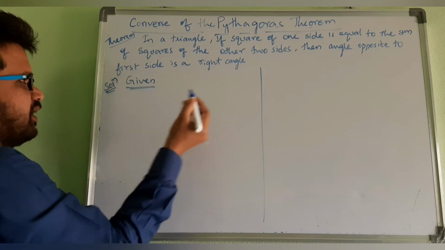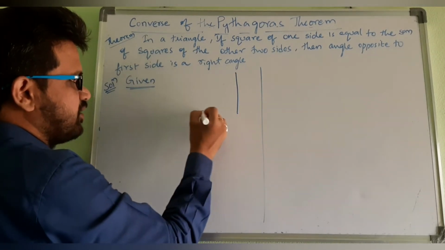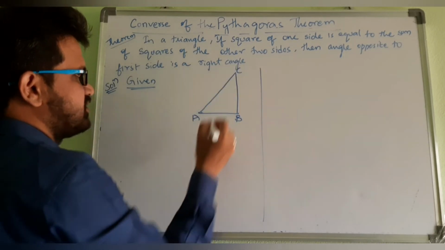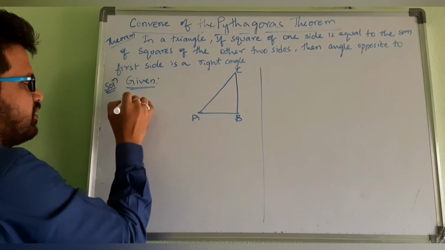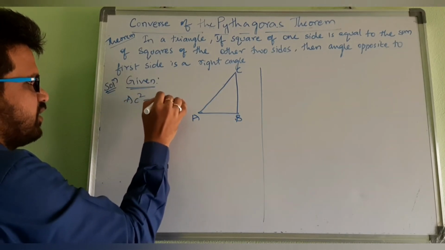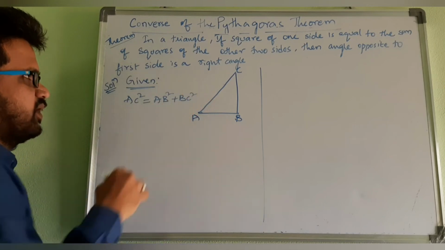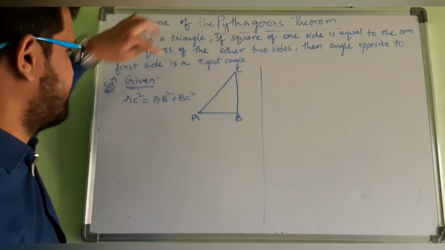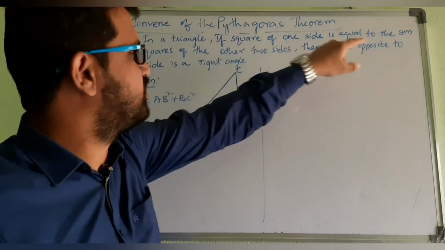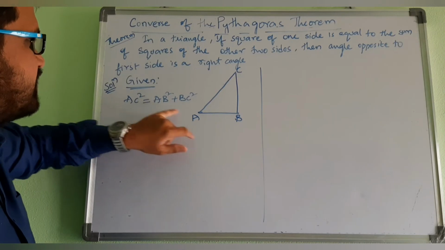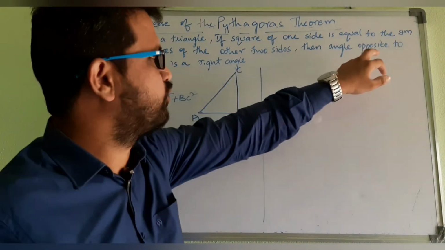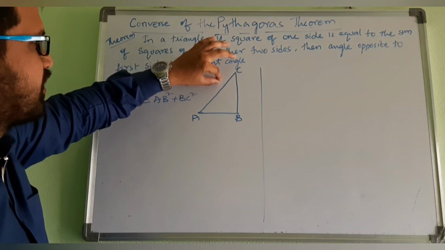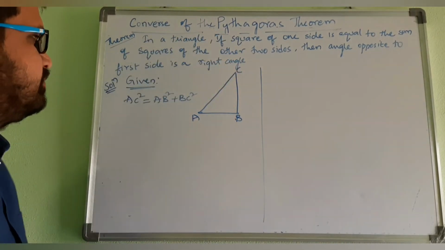Let us take one triangle ABC. Given that AC square is equal to AB square plus BC square. So in a triangle, the square of one side, I am taking AC, is equal to the sum of the squares of the other two sides, AB and BC. Then we have to prove that the angle opposite to the first side, what is the first side? AC. Opposite to the first side, that is angle B. That we have to prove.